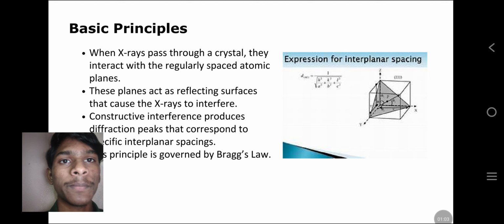Basic principle. When X-rays pass through a crystal, they interact with the regularly spaced atomic planes. These planes act as reflecting surfaces that cause the X-rays to interfere, and constructive interference produces diffraction peaks that correspond to specific interplanar spacing. This basic principle is governed by Bragg's law.